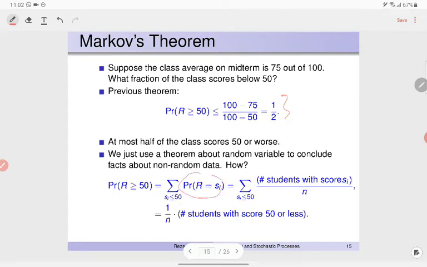This probability basically means the probability that a particular student has a particular score. And how do we get this probability? We get it, of course, by using frequency. We find out the number of students with score s_i, and we divide this by the number of students. So you see, in the end, this probability can be translated into something non-random. And this is equal to 1/n multiplied by the number of students with score 50 or less.